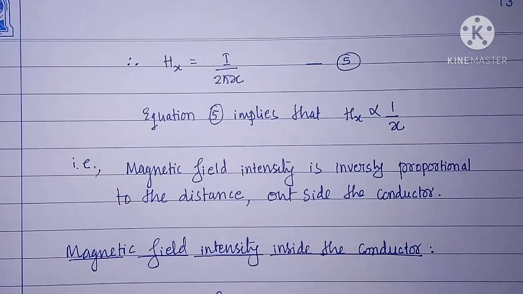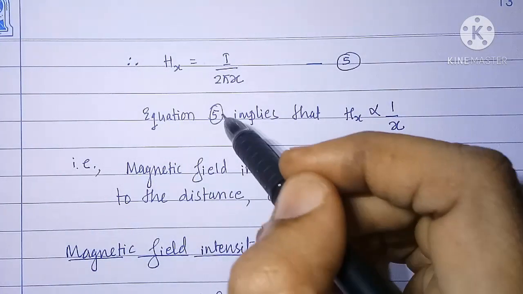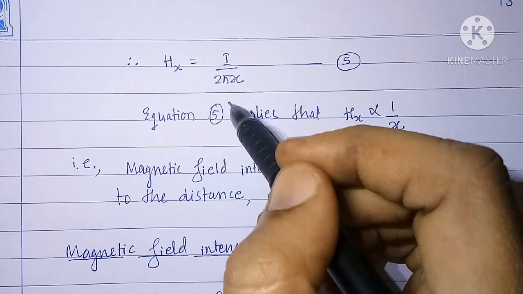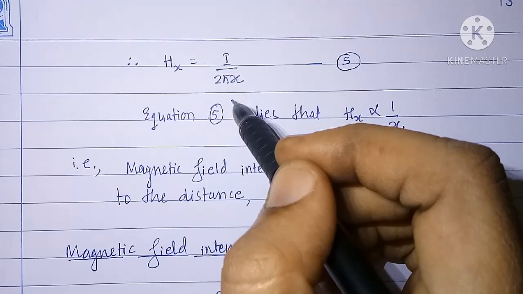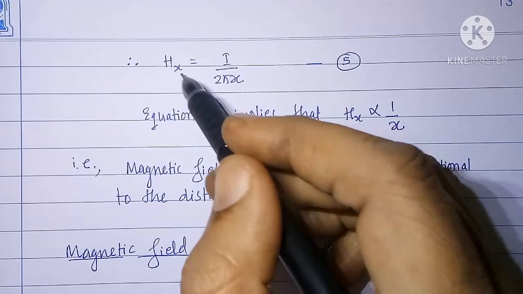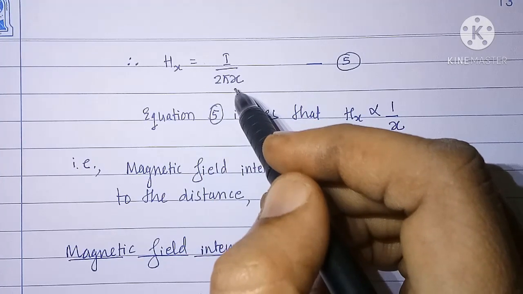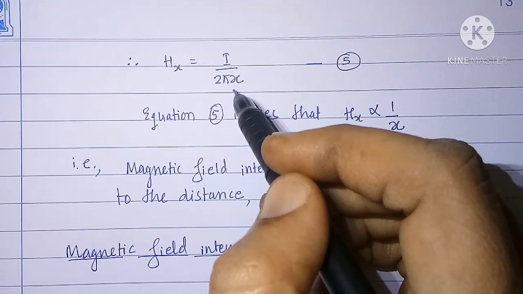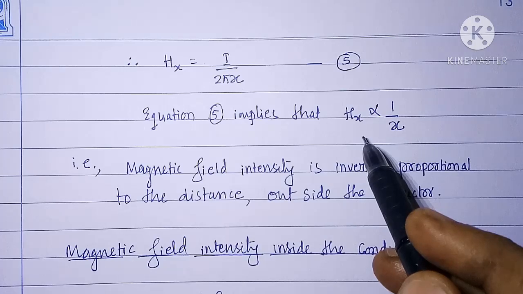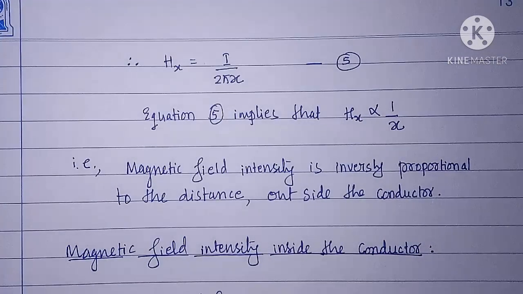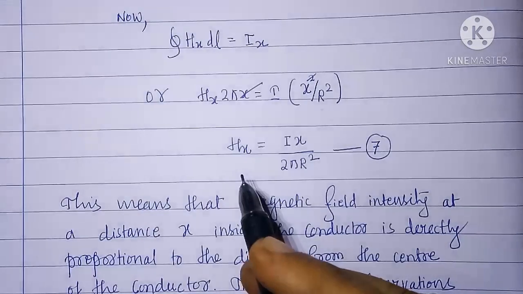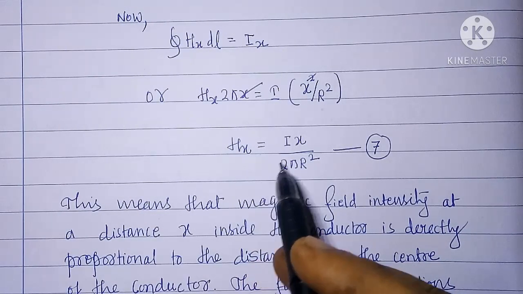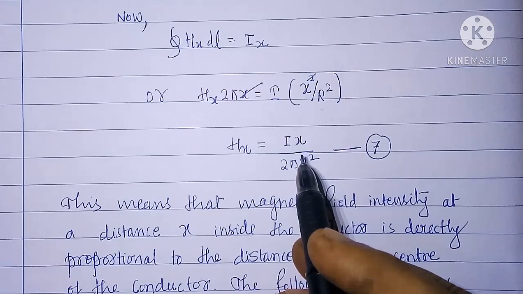Dear students, in last class we studied how the magnetic field intensity varies with x outside the conductor. Outside the conductor, the magnetic field intensity is inversely proportional to the value of x that we have written here. And inside the conductor, the magnetic field intensity is directly proportional to x.